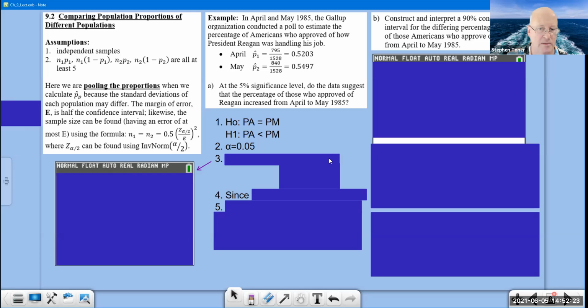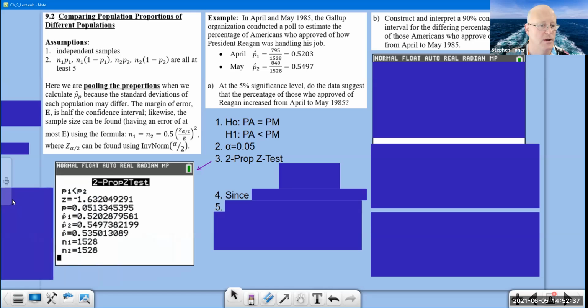So on step number 3, we have to say, we're dealing with proportions and we've got 2 of them. I wonder what test it could be. It's going to be our 2 proportion z-test. Now on your calculator, when you go into that menu, pretty straightforward. It's going to ask you for x1, n1, x2, n2, and it's going to ask you, do you want to go with a less than, greater than? And I'm sure you can figure your way through.